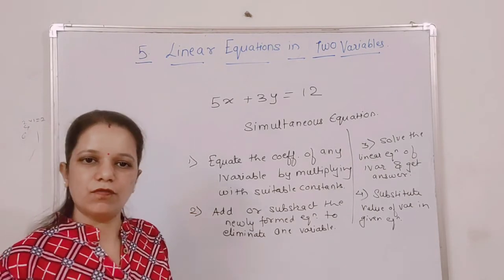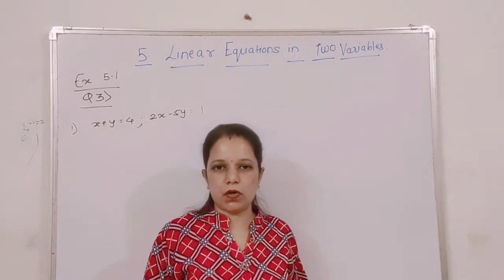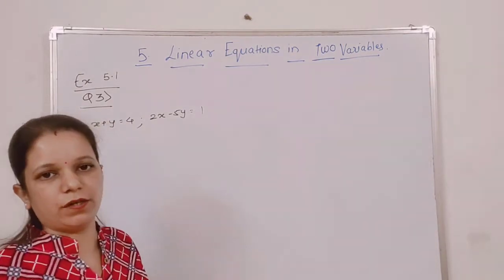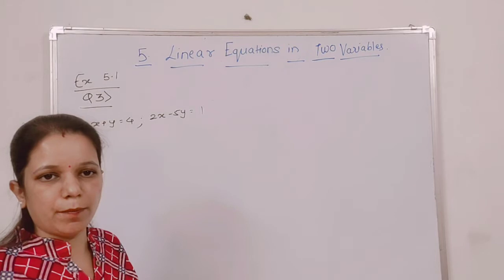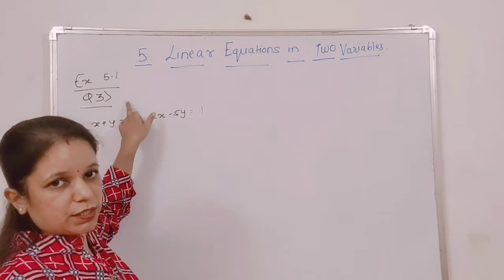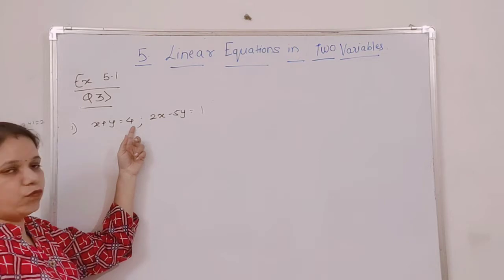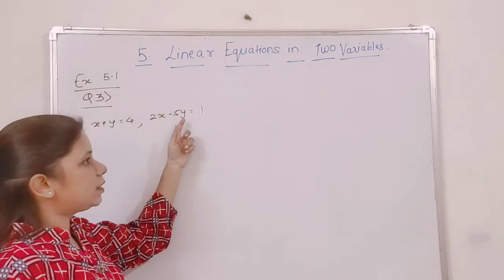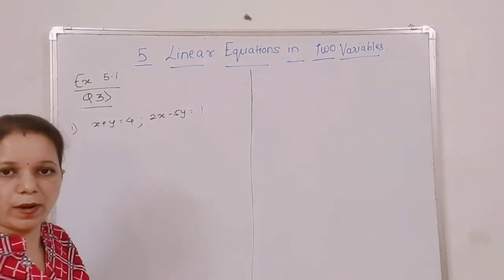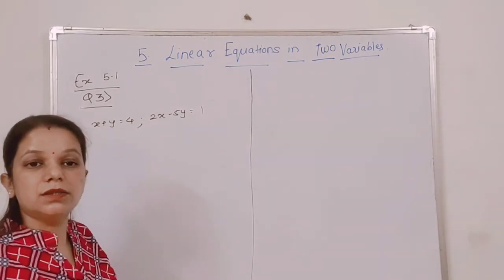So let us proceed to the example. Just now we have seen the introduction to linear equations. Now we will try solving one of the equations by the elimination method. For this purpose, exercise 5.1 question 3, I am taking the first example. x plus y equal to 4, 2x minus 5y equal to 1. I'll just split the board into two parts. Now first we will write the equations and number them.